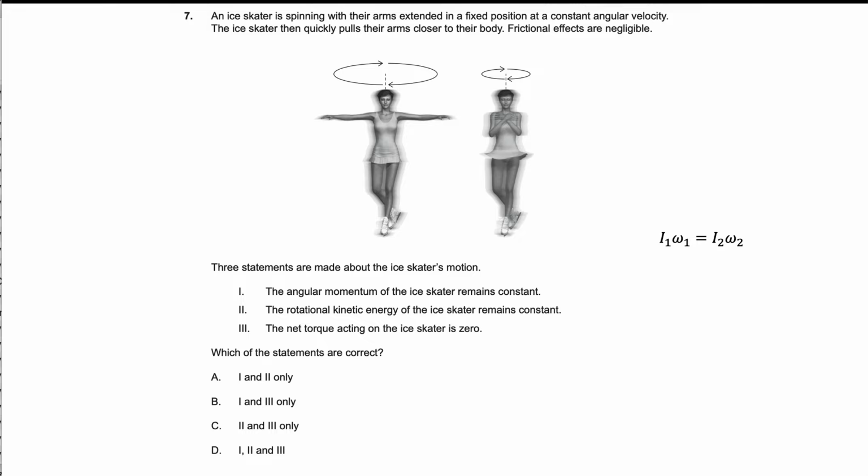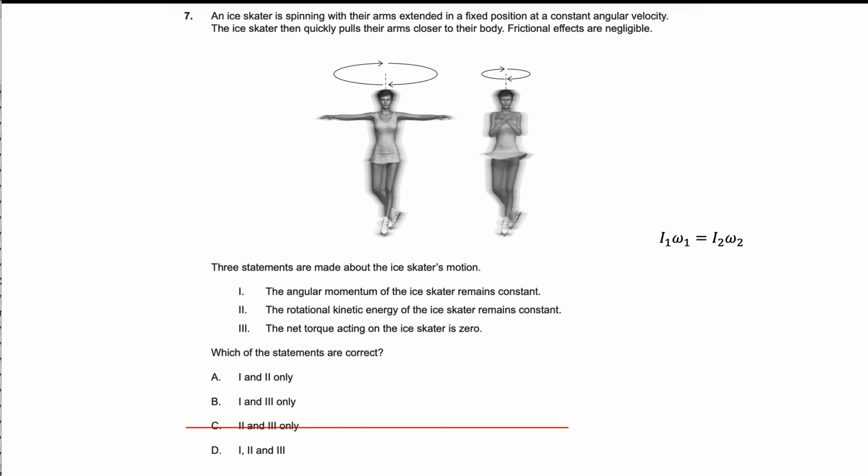And what you'll notice there is you make I smaller, omega increases, so this skater is going to start spinning faster. So immediately we can say that one is true because of the fact that friction effects are negligible. And we're going to go through them, but hopefully you can see actually there's another one we can get rid of straight away, but we'll come to that.